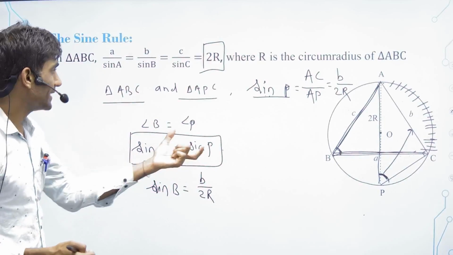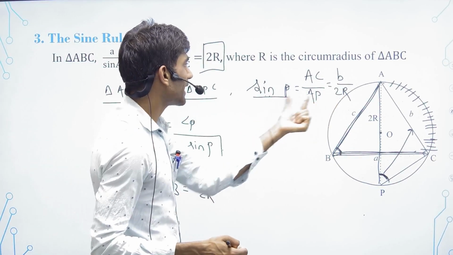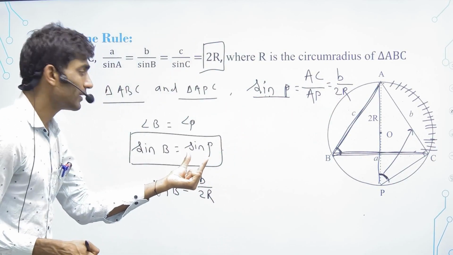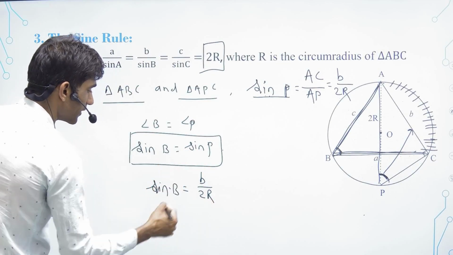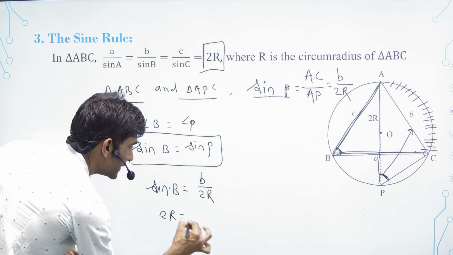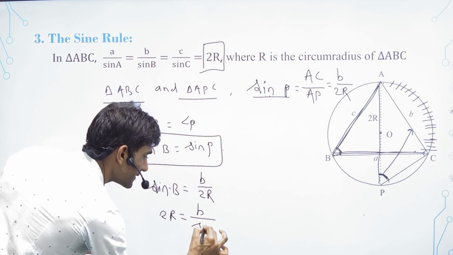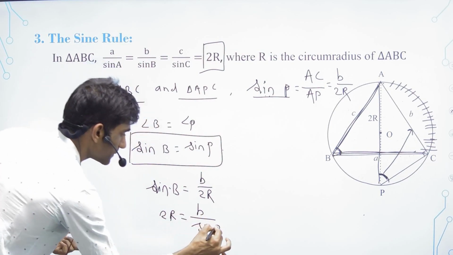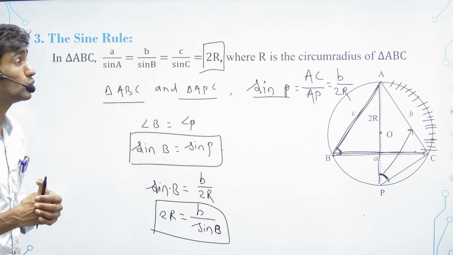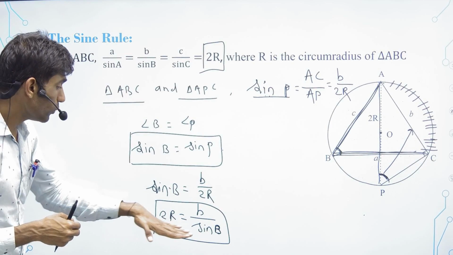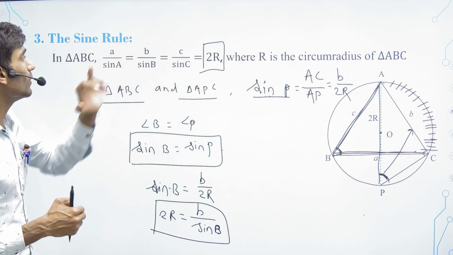What I have done, I substitute the value for sine P, which is B upon 2R, here instead of sine P. So what we do, take sine B here, 2R here. So we'll get the 2R, which is equal to B upon sine capital B. So this is the value for B upon sine B, which is equal to 2R. Now we substitute this value in our sine rule.